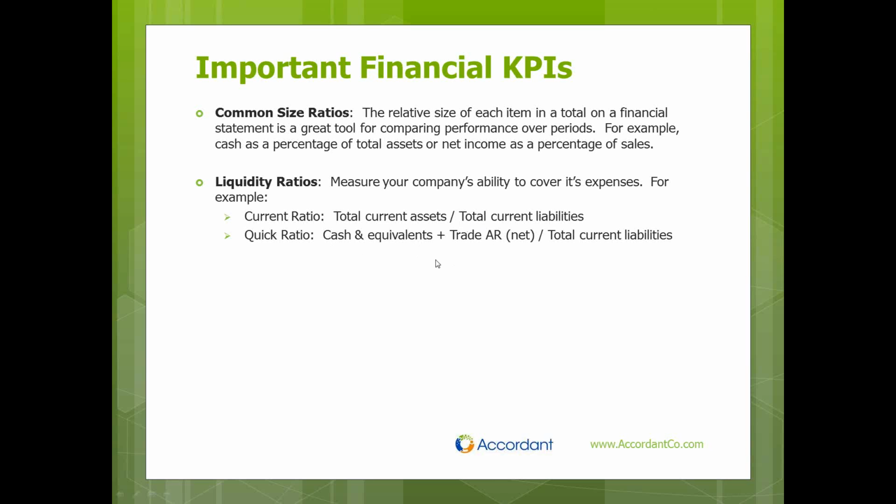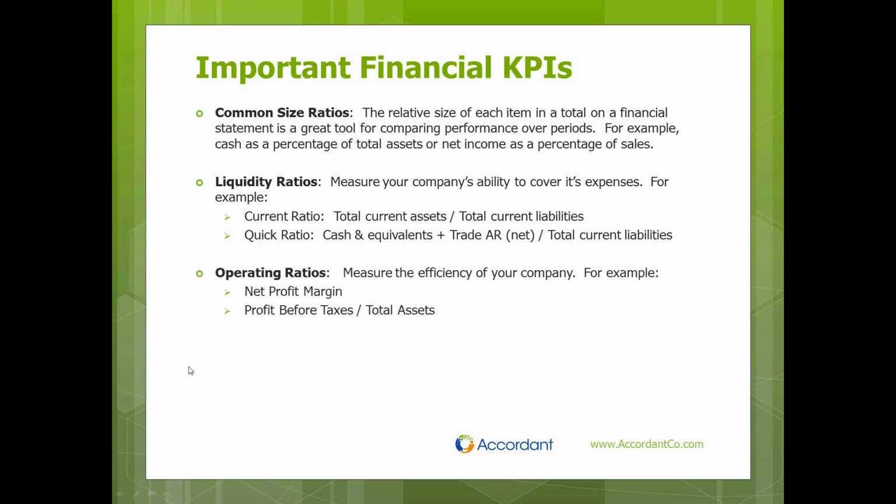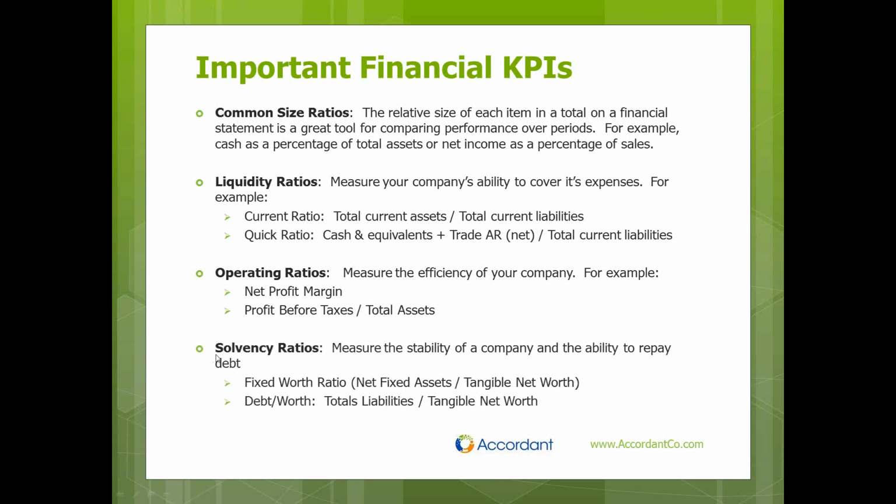The quick ratio is very similar, but instead of taking all your current assets and dividing by current liabilities, we're taking the most liquid assets, cash and cash equivalents, and AR net of the allowance for doubtful accounts. The third of the four is operating ratios, and those are a measure of the efficiency of your company. For example, the net profit margin is a really important one, and we just saw that on the income statement. Some companies look at their profit before taxes divided by their total assets, and you'll see that on the dashboard that I'm going to show you in Excel.